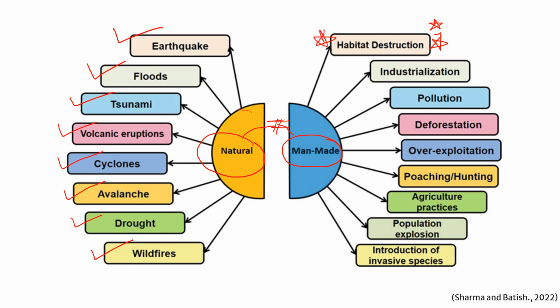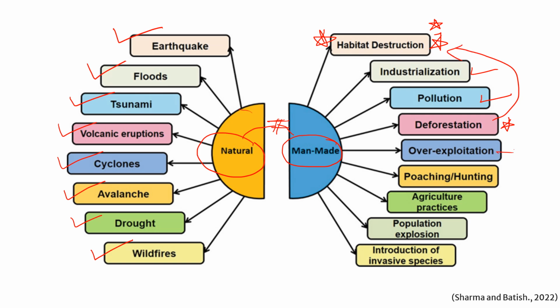Then after industrialization, in industrialization we are removing the forest and other things, so that is responsible for loss of the biodiversity. Then after pollution, it may be air pollution, it may be water pollution, or the dumping of waste. These are responsible for the loss in the biodiversity. Deforestation, again one of the main reasons, and this also leads to habitat destruction.